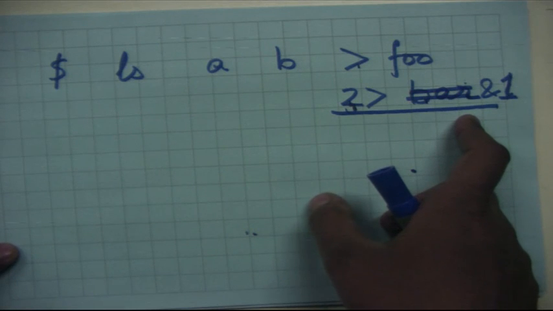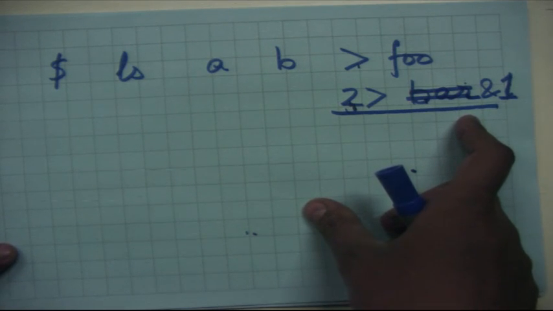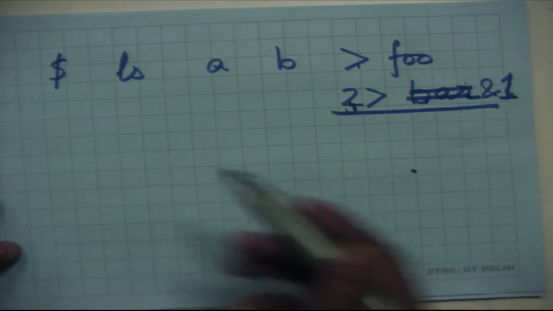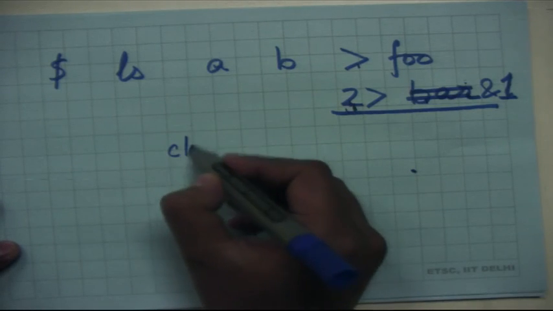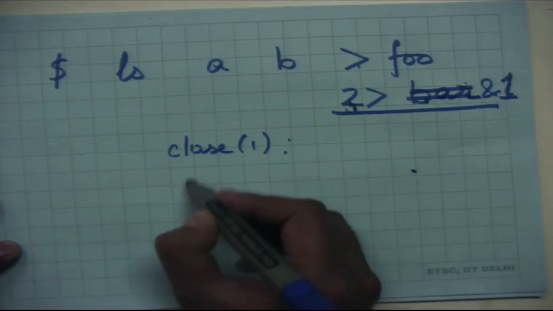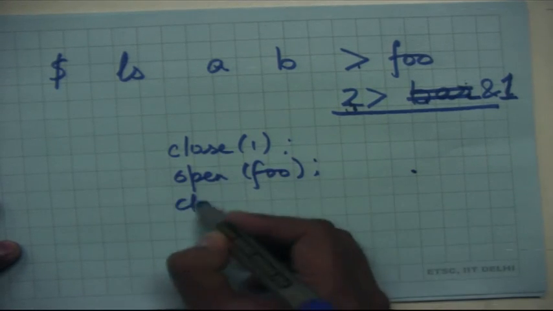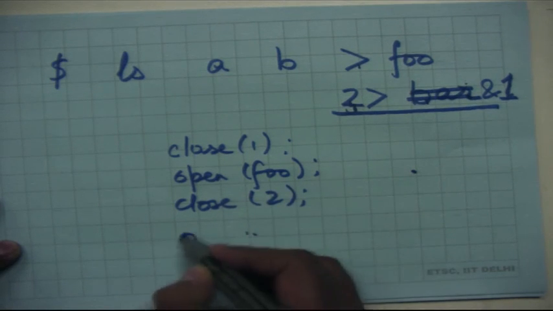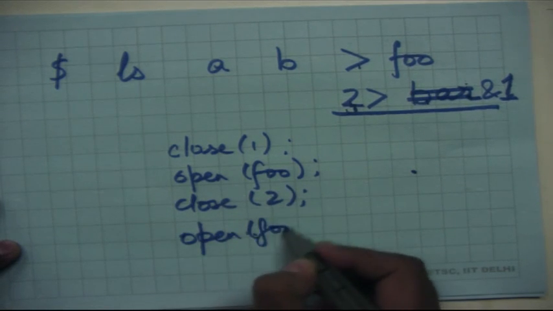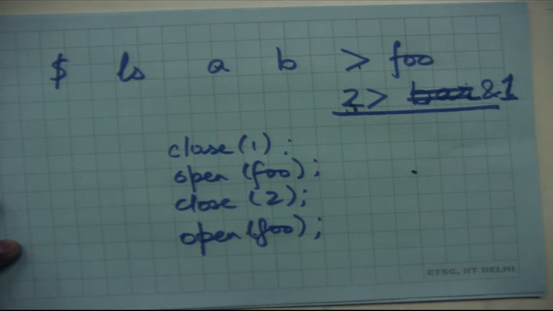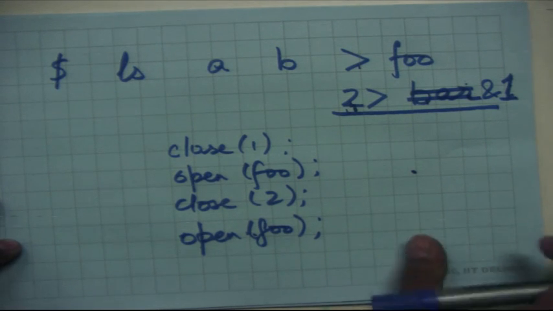So how would one do this? How would a shell implement this? Well, one naive way to implement this is to do the same thing, which is close 1, open foo, close 2, open foo. Right? Seems like a correct way of doing things. Right, let's see what happens. Here's the file descriptor table.